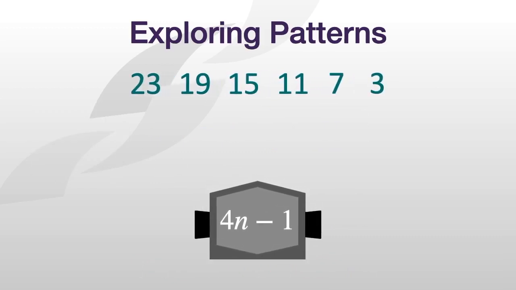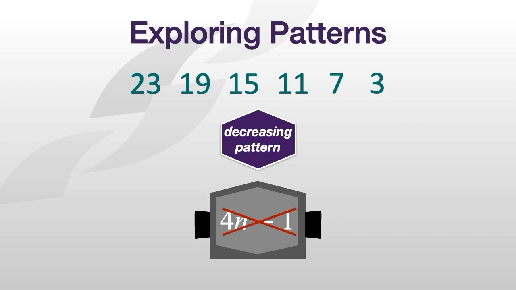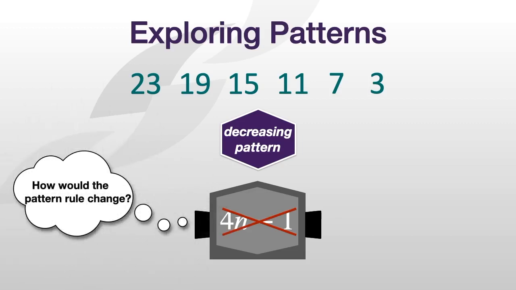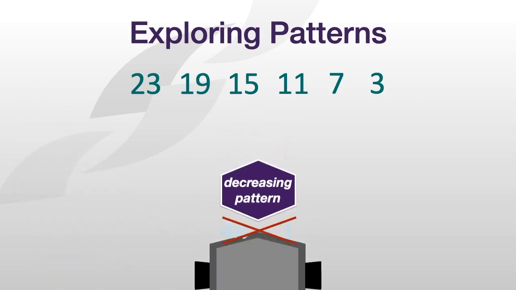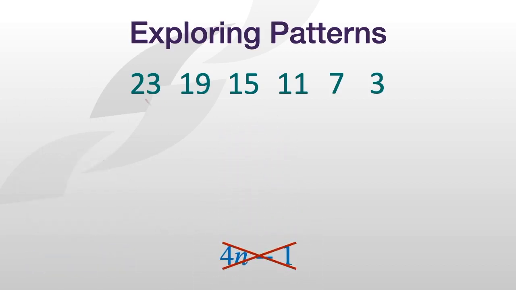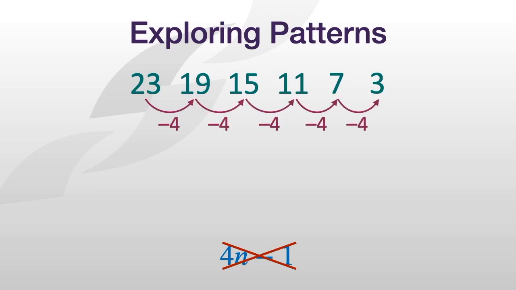If we switch the order around, we still have a pattern, but it is called a decreasing pattern because the numbers are going down. Our expression would no longer apply. What do you think the new expression is? This time, we are subtracting 4 as we go from number to number, so we can represent this as subtracting 4n. We next need to figure out what the constant is. That is, what is the number we are subtracting from?